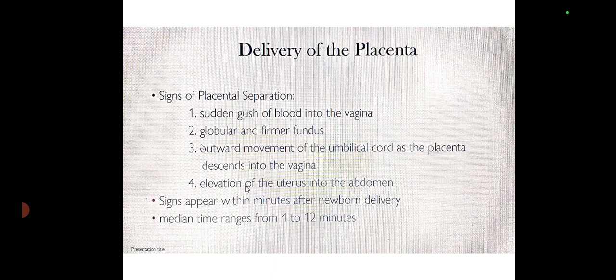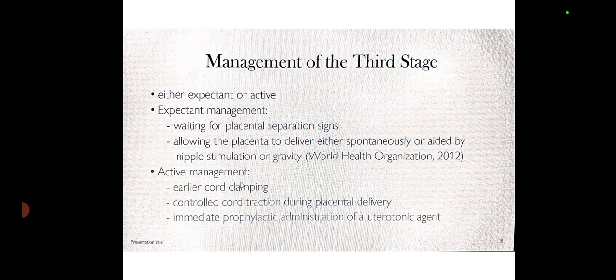Delivery of the placenta. The signs of placental separation: sudden gush of blood into the vagina, globular and firm fundus, outward movement of the umbilical cord as the placenta descends into the vagina, and elevation of the uterus into the abdomen. Signs appear within minutes after the newborn delivery. The median time ranges from 4 to 12 minutes.